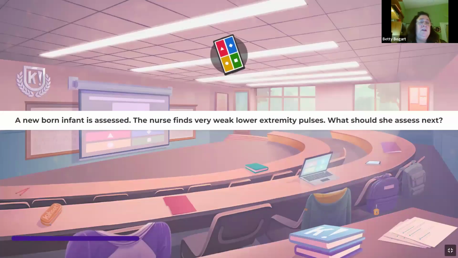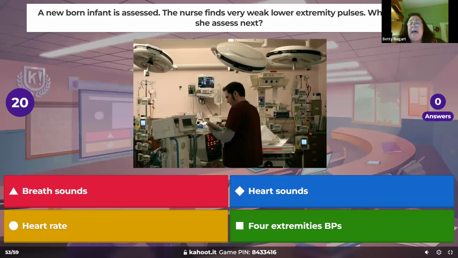A newborn infant is assessed. The nurse finds very weak lower extremity pulses. What should she assess next? What does that sound like?